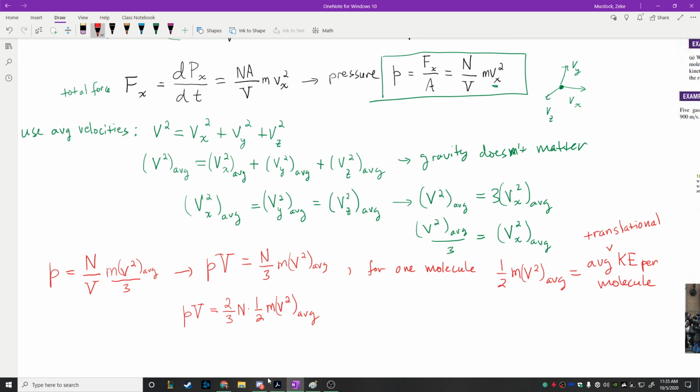And what we can do then is say that if this is the average kinetic energy per molecule, if I take N and multiply that by 1/2 m times v squared average, what would that represent then? If I take the total number of molecules and multiply by the average kinetic energy per molecule, what is this going to represent?